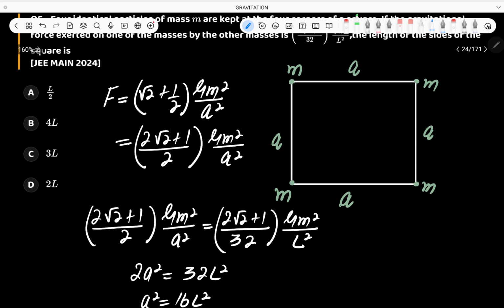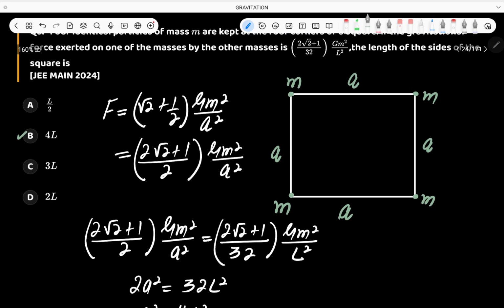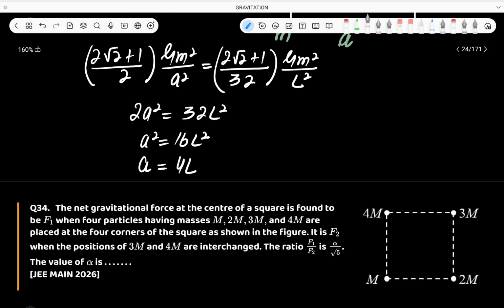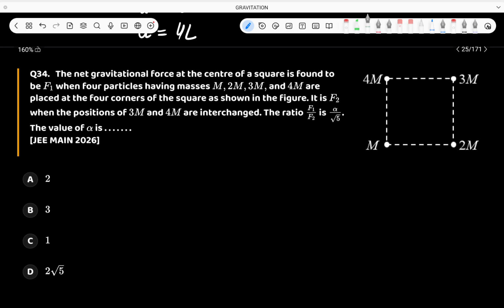Okay, do we have any option that is A is equal to 4L? Yes, that is this. So option B is the correct answer to this question, and the question has been asked in JEE Main 2024. Okay, let's try to do another question, which has been asked in JEE Main 2026. Let's try to crack this question.